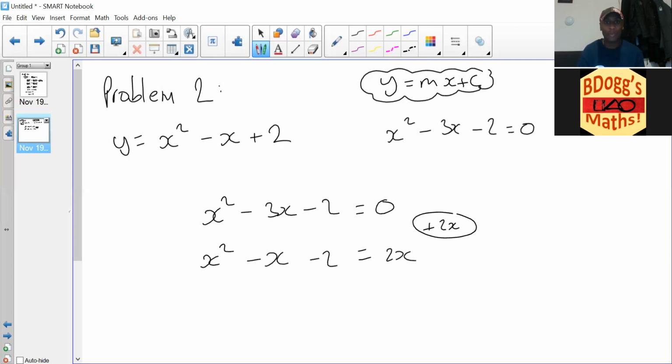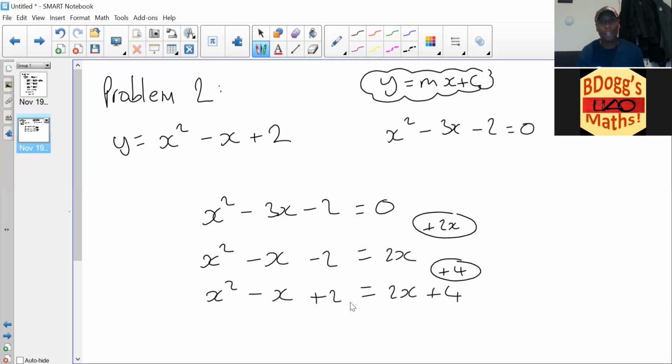And the next one is it says plus 2 in here, and I've got minus 2. So if I add 4, that will correct that problem. So x squared minus x plus 2 now, because I've added 4, will equal the 2x that I've got on the right-hand side plus 4.